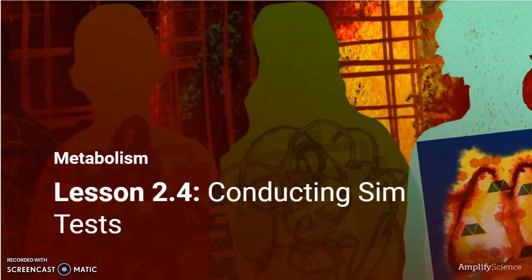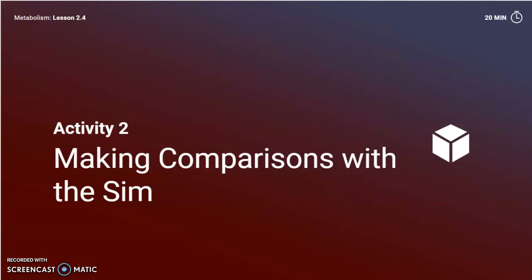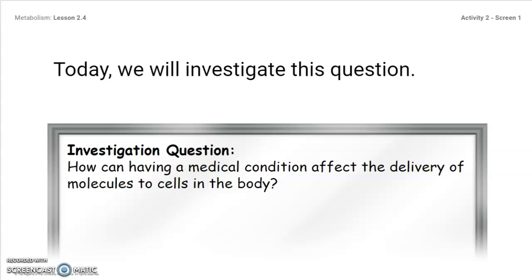We are going to skip right over activity 1 and go straight to activity 2. Today in this lesson, we're only going to do part 2 and part 3. So we're going to hop right into making comparisons with that sim. Today we're going to investigate this question: How can having a medical condition affect the delivery of molecules to the cells in the body?